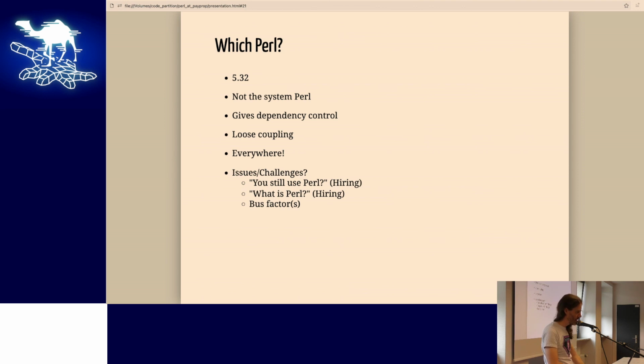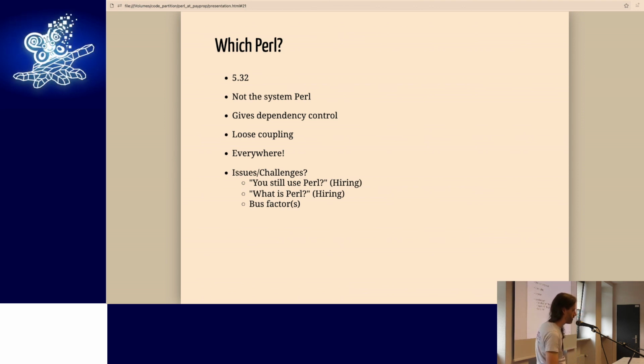So yeah, what are the issues and challenges around that? Well, I'm sure you've heard of these. You still use Perl. What is Perl? We're hearing that more now when we're putting out job specs and stuff. And then the bus factor, or bus factors.